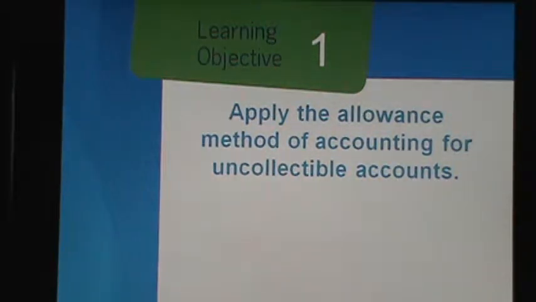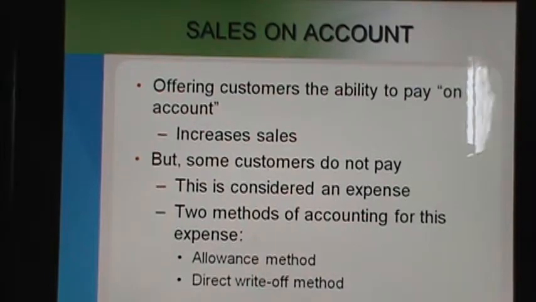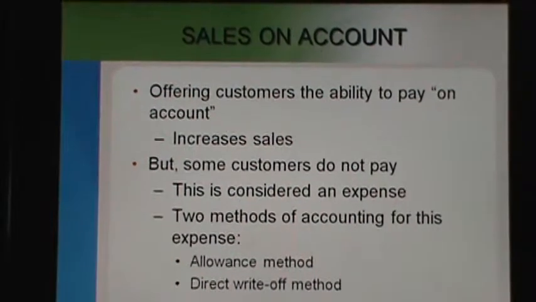Learning objective 1, we're going to apply the allowance method of accounting for uncollectible accounts. So for sales on account, that's our accounts receivable, we're offering customers the ability to pay on account. And what this does is it increases our sales. Because if we only had to deal with cash, then less people would buy from us. If we don't offer sales on account, then our cash sales are fewer. Some customers don't pay back is the problem.